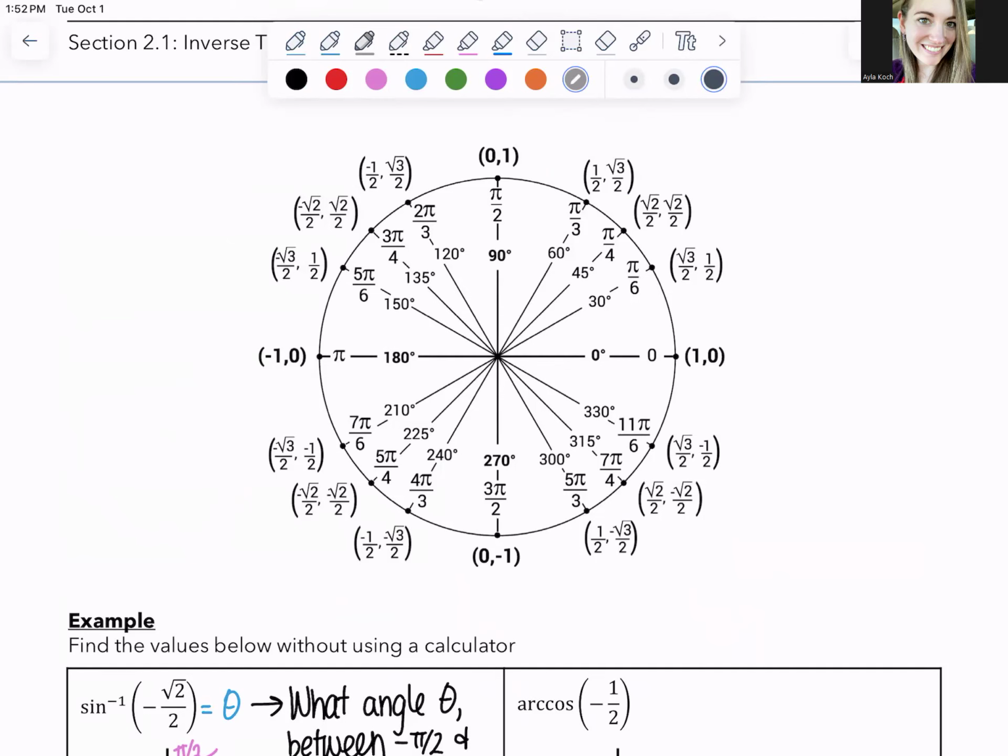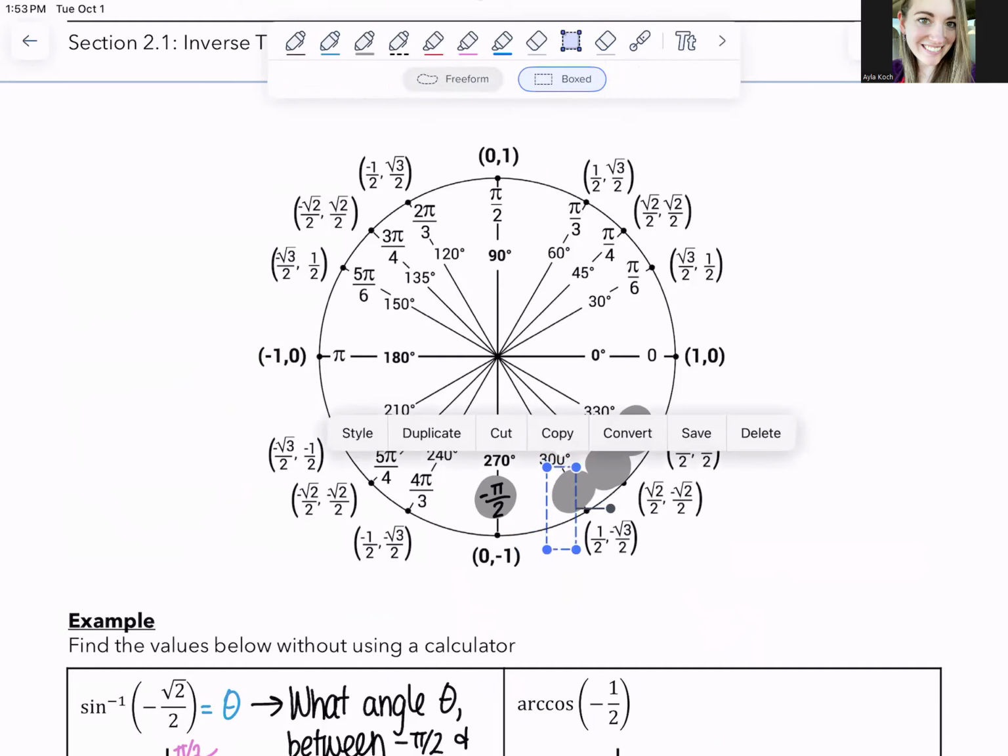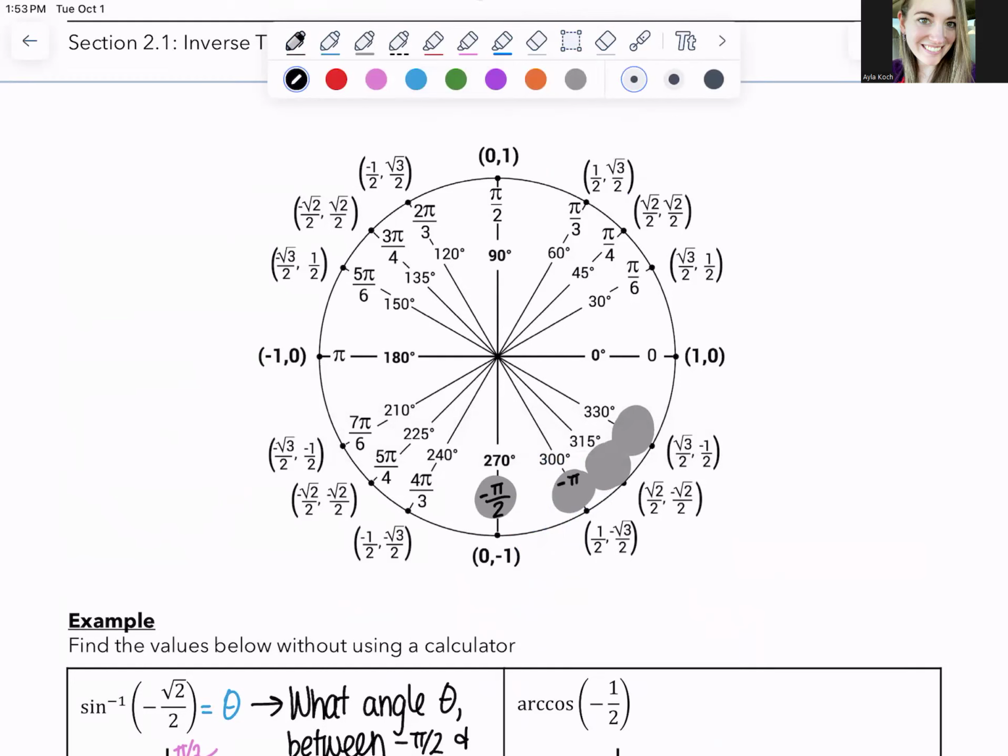When we talk about the angles between negative pi over 2 and pi over 2, we need to relabel how we think about these guys down here, these angles here. This is really 3 pi over 2, but we're going to think of it as negative pi over 2. That's going backwards, pi over 2. Then this pi over 3 angle is actually negative pi over 3 instead of 5 pi over 3. This one is the pi over 4 angle. So this is negative pi over 4, negative pi over 6. It can help to think about it that way.